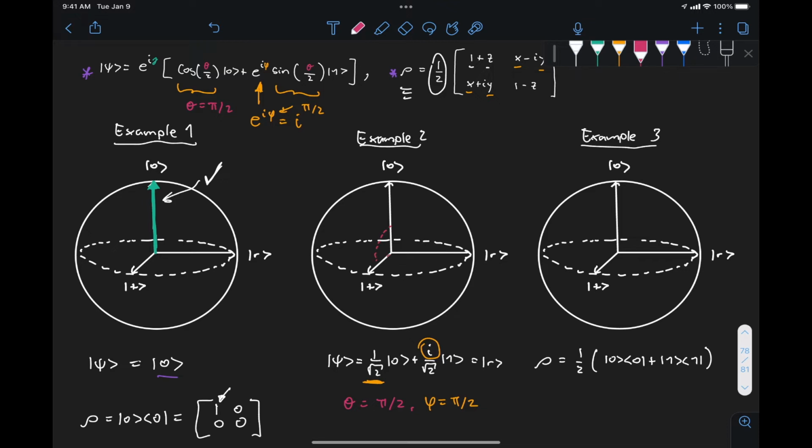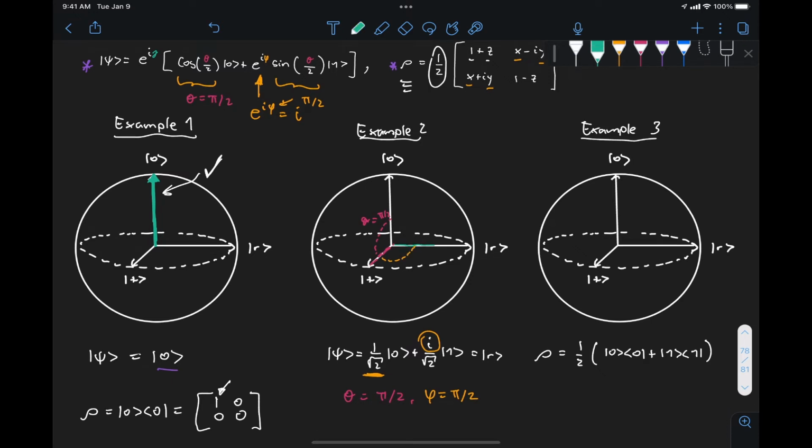And in the Bloch sphere, well, if theta is equal to pi over 2, that means we will have a vector here in the x-axis, right? This is theta equal to pi over 2. And then if phi is equal to pi over 2, that will mean we have the state vector here on the y-axis, which corresponds to the state right.